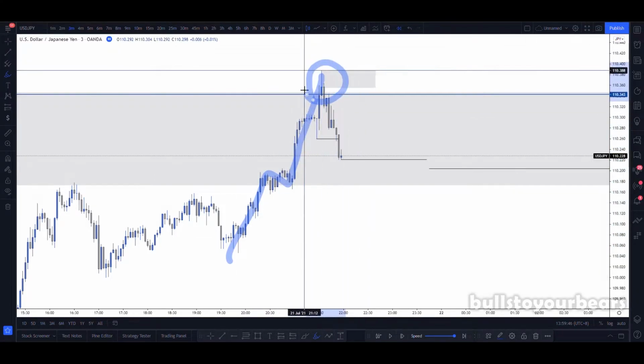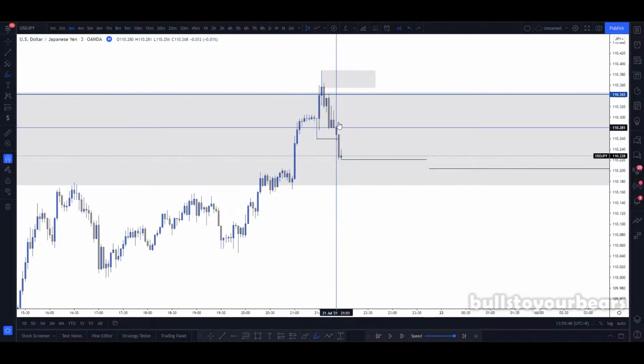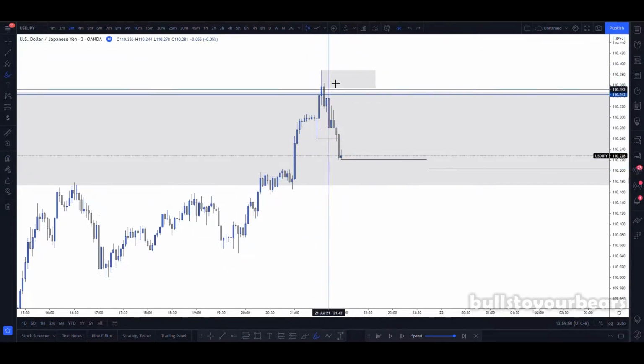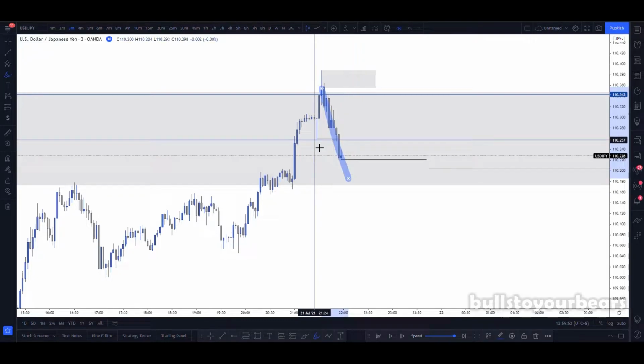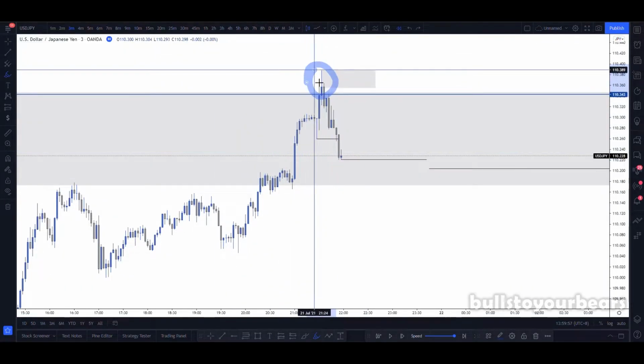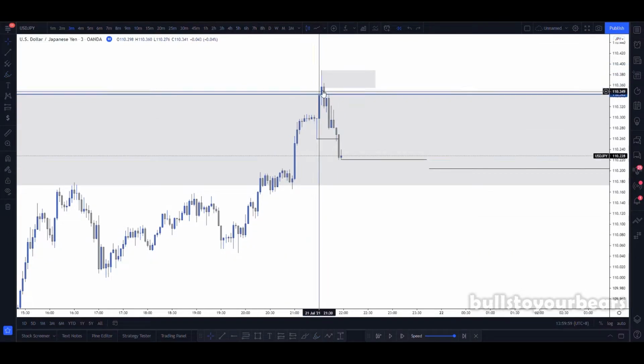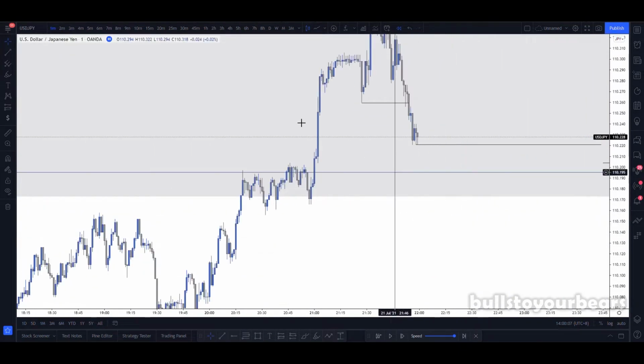I would class this as a breakout structure, but because of how impulsive this was, a bearish movement came back in. It looks like a liquidity grab to me. So at that point in time, it looks like a liquidity grab, and I see the first break. On the 3 minute, it doesn't look like a break. On the 1 minute, it looks nicer.